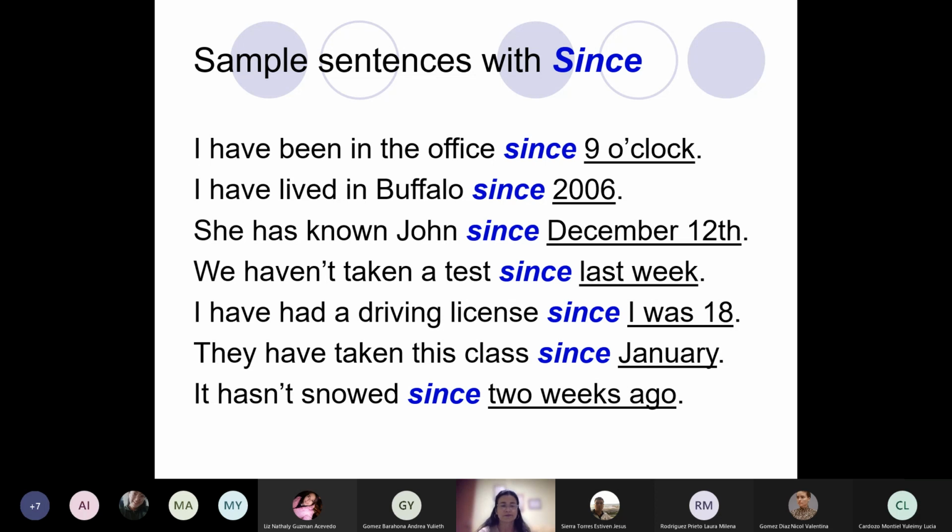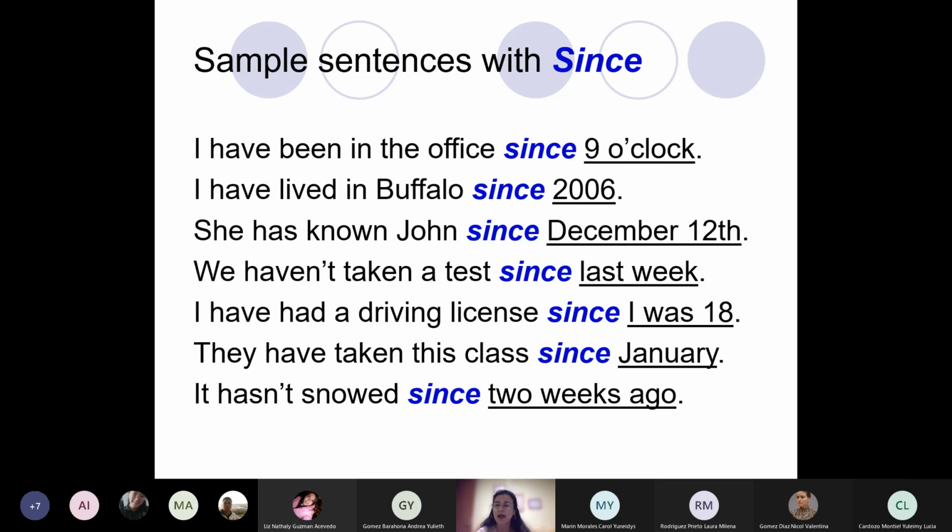Sentence number 3. Carol. Yes, teacher. She has known John since December 12. Very good. Remember, the past participle of the verb to know, que es el verbo saber: the simple past is knew, and the past participle is known. She has known. Very good.